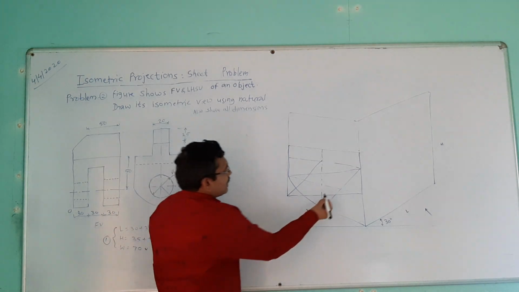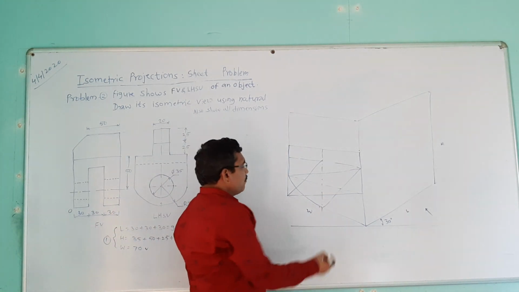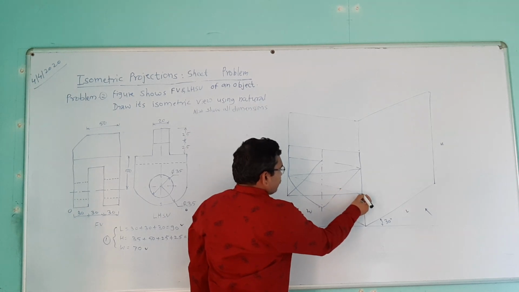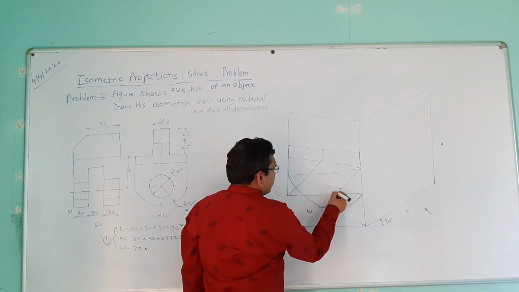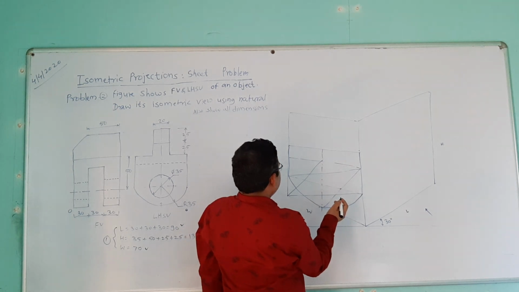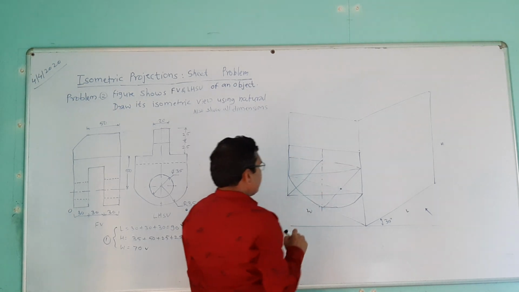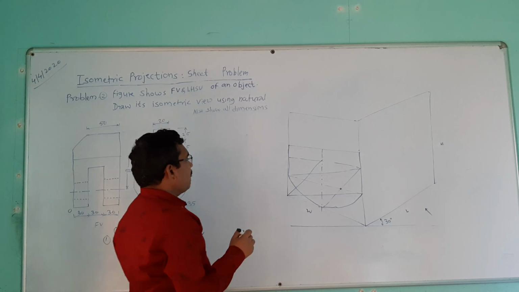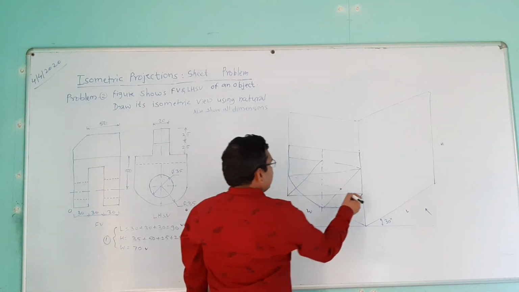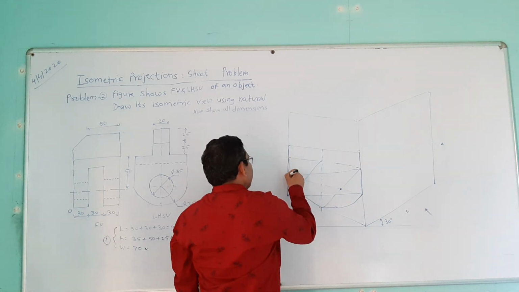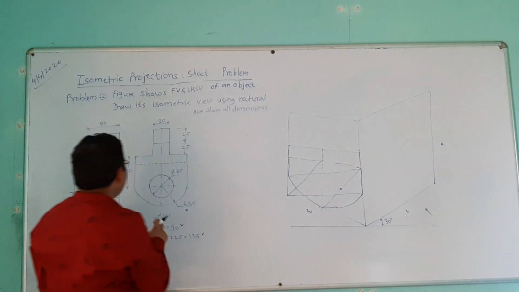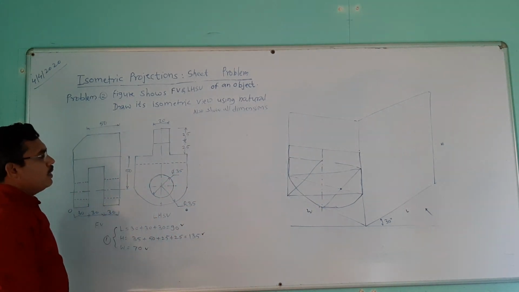Then this as new center, you draw this arc with this as a center. Okay. Then vertical line, and in this you have a hole, one more hole is there.